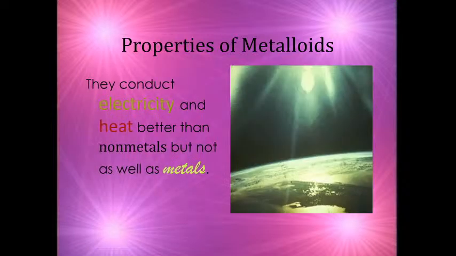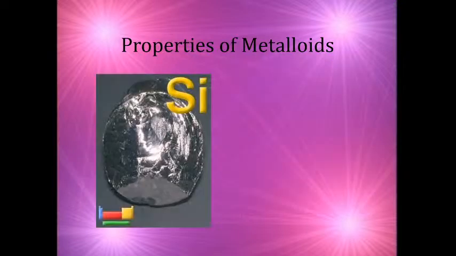Now we can see they conduct electricity and heat better than the non-metals, but not better than metals. Means they are in between. So they can also conduct heat and electricity, better than non-metals, but not better than metals, because metals are the best conductors of heat and electricity. Non-metals are poor conductors of heat and electricity. On the other hand, metalloids can also conduct heat and electricity, but not better than metals.